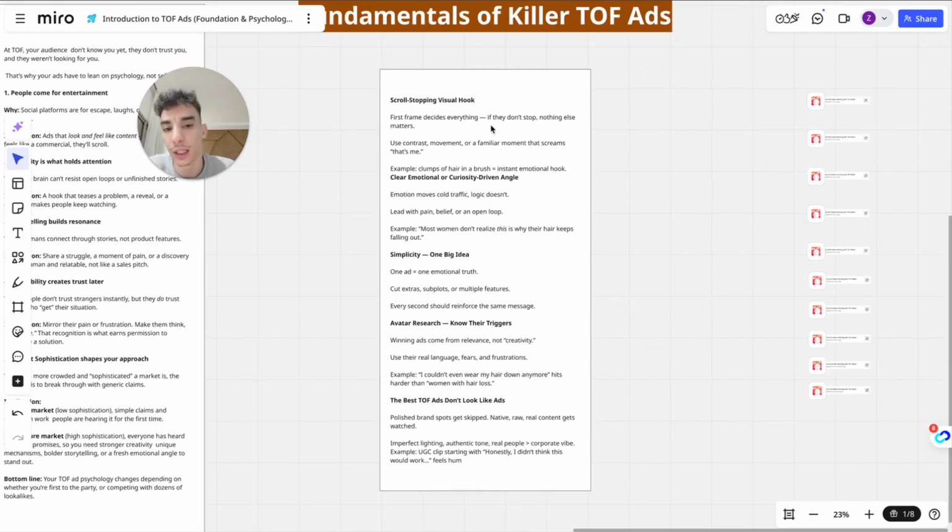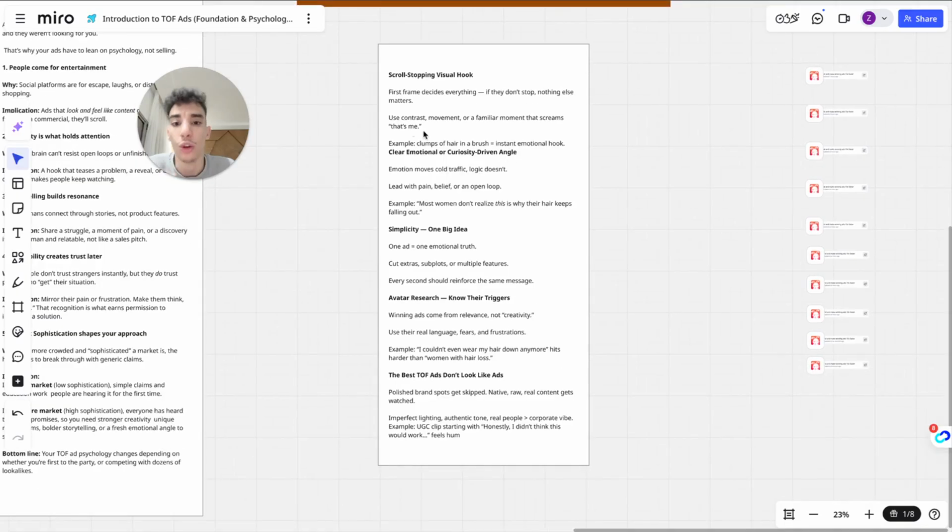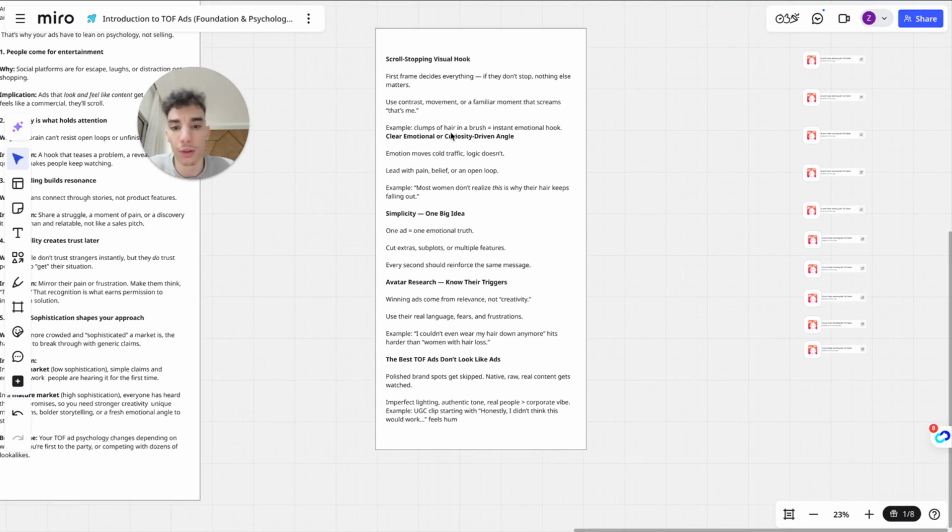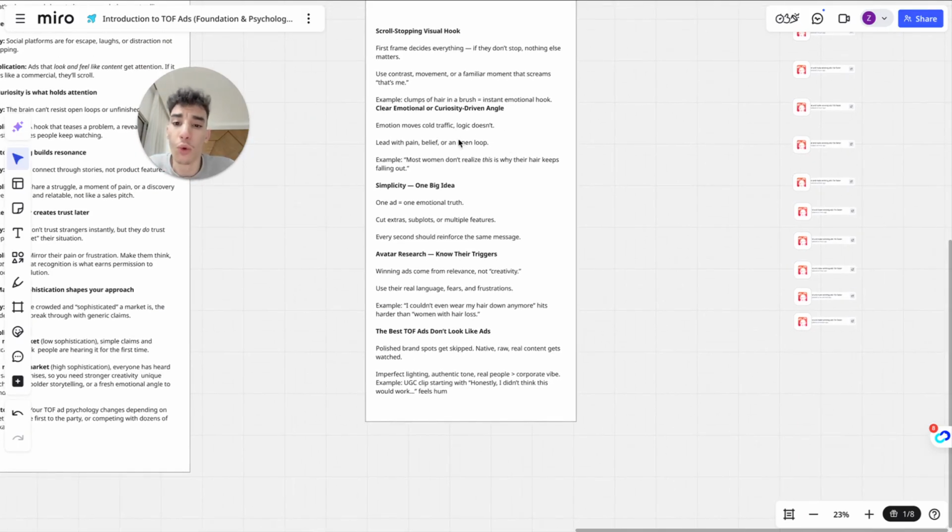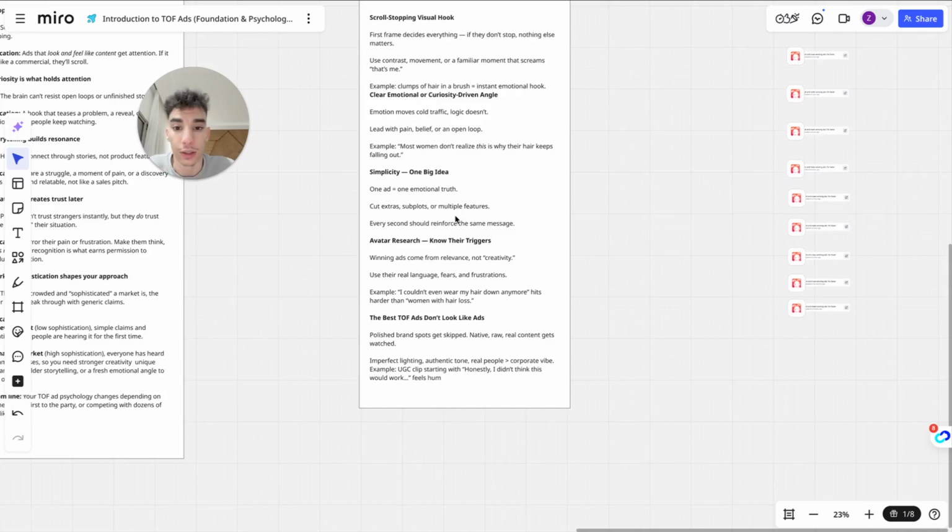The first frame decides everything. If you don't stop the scroll, nothing else matters. Use contrast, movement, or a familiar moment that screams, "that's me." Example: clumps of hair in a brush, an instant emotional hook for something like PCOS hair loss. Use clear emotion or curiosity-driving angles. Emotion moves cold traffic, logic doesn't. Lead with pain, belief, or an open loop. For example: "Most women don't realize this is why their hair keeps falling out, because of PCOS." Stuff like this is a hook.